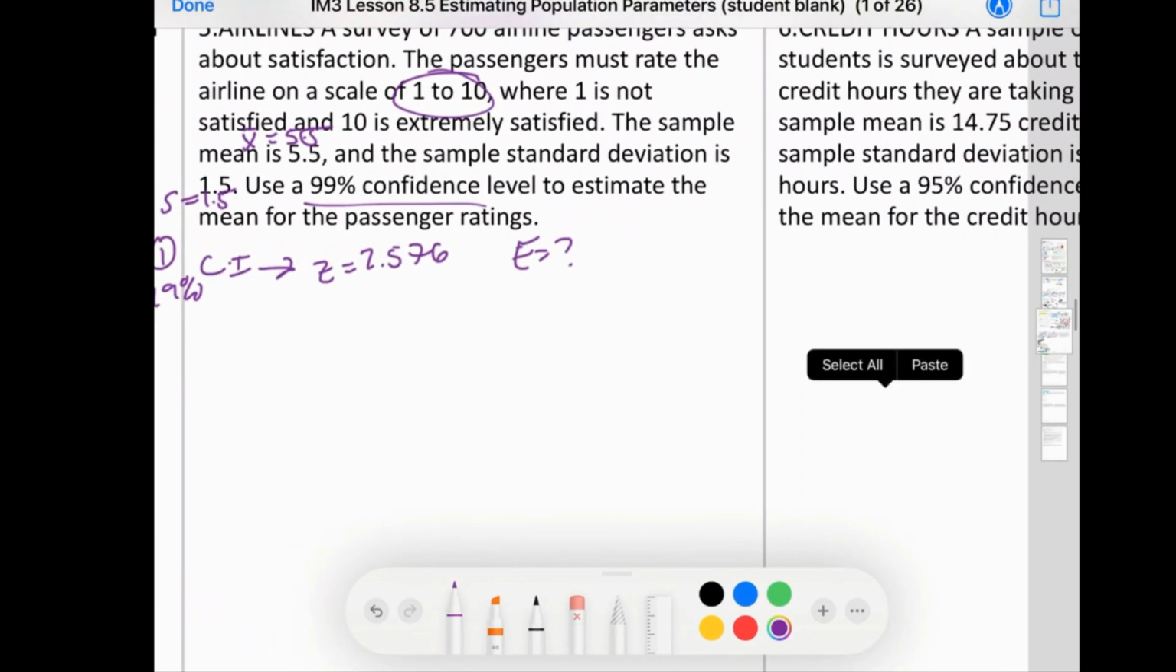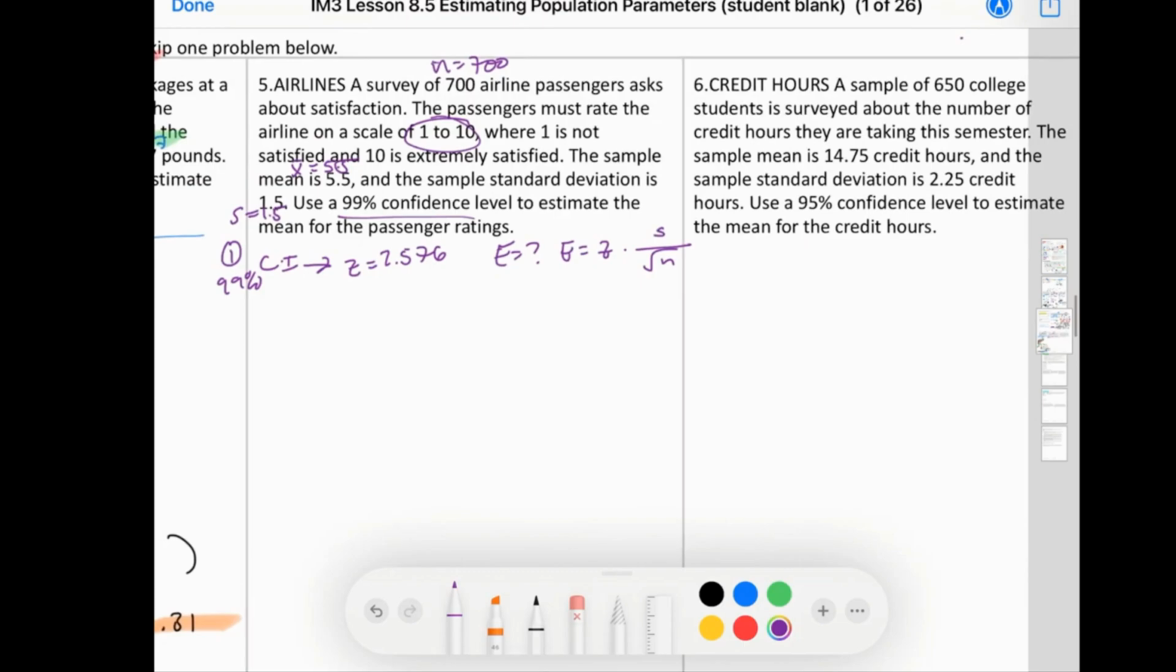And then to find the E value, it just means E equals Z times S over the square root of N. Okay, our Z score, we just found that, goes here. Our standard deviation, 1.5. And our N value is 700.